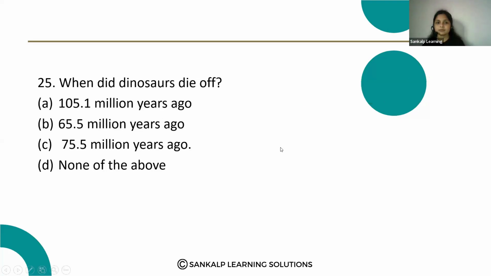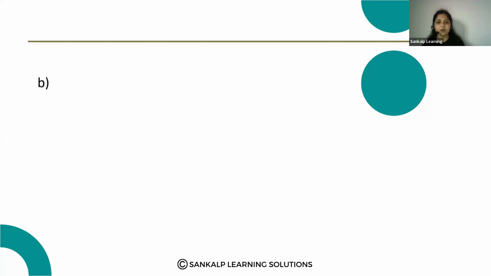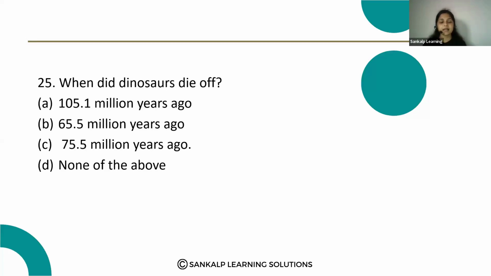Next question. When did dinosaurs die off? 105.1 million years ago, 65.5 million years ago, 75.5 million years ago, or none of the above. Here, option B is the correct answer: 65.5 million years ago the dinosaurs died off.